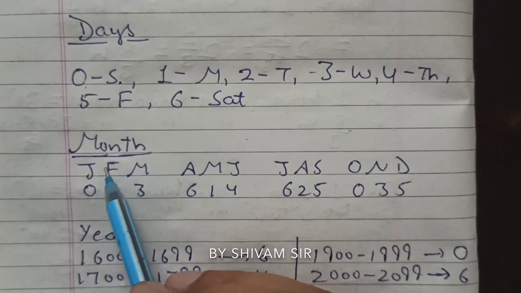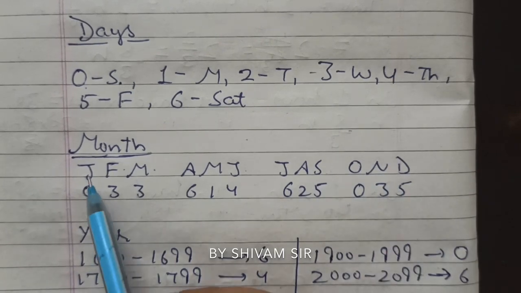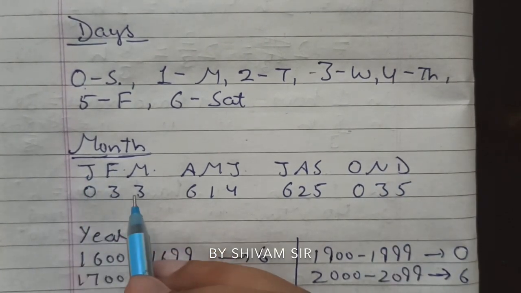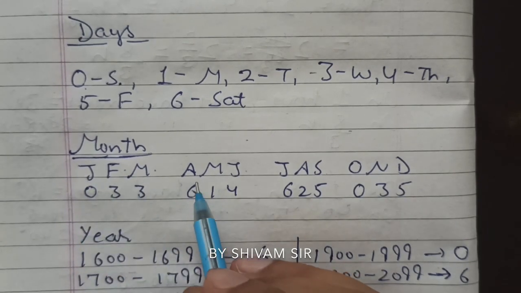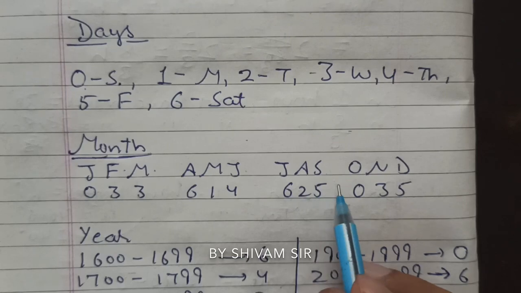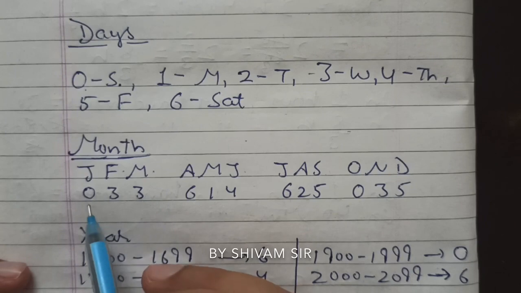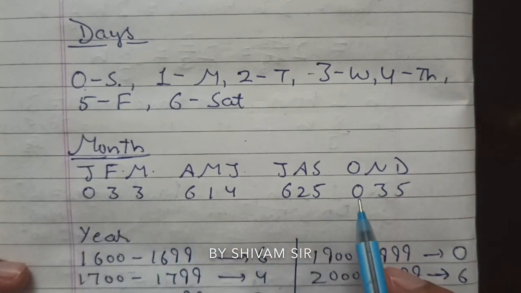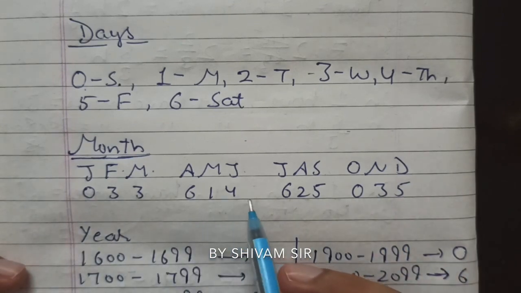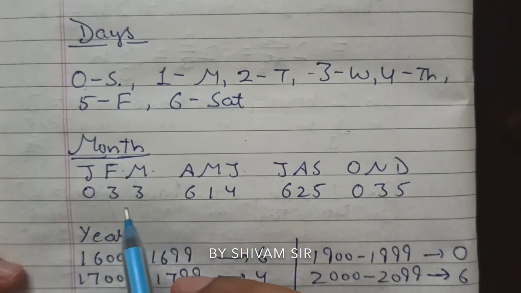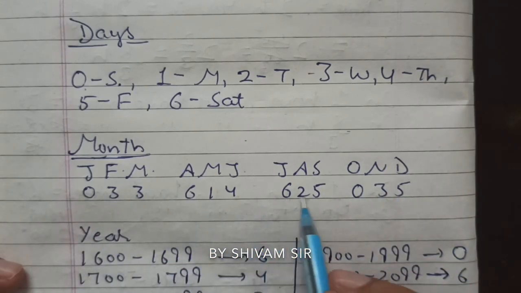For months: January, February, March, April, May, June, July, August, September, October, November, December. We have made the months into groups of three. Now how to learn this code? 033, just fill the first 3 and the last 3 first: 033 and 035. Remember this, first and last first. So 033 and 035, then 614 and 625.